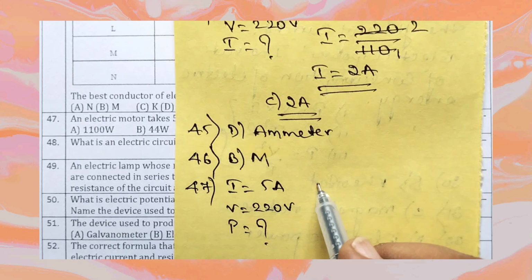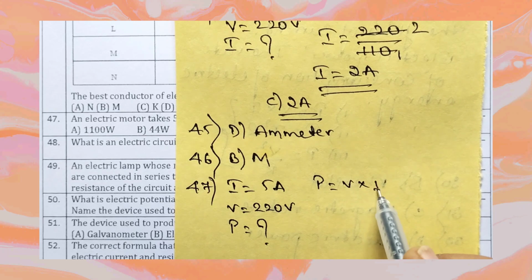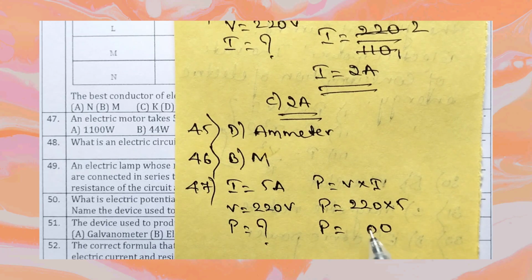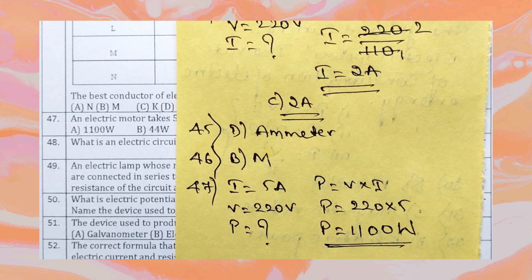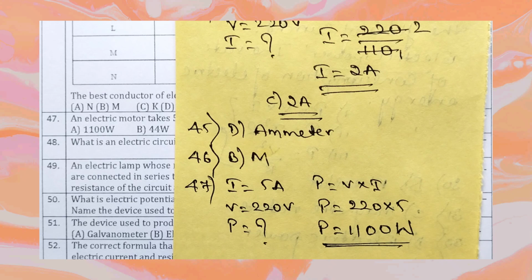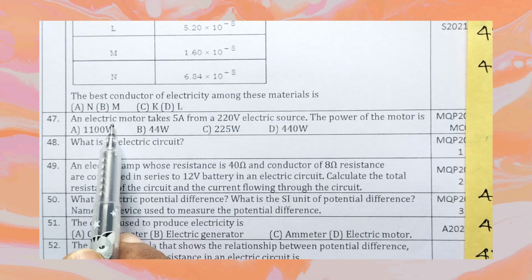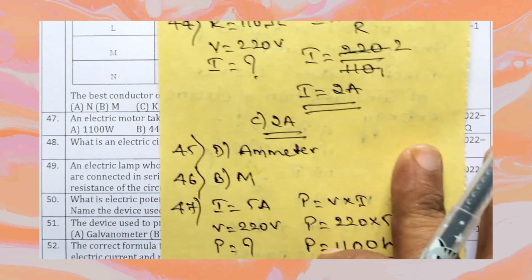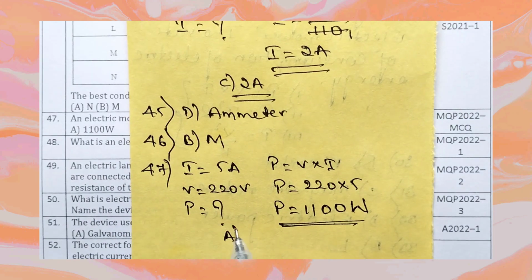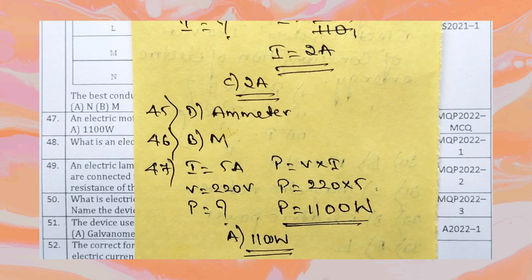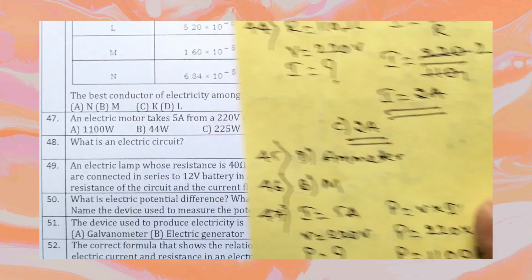The relation among these three is P is equal to V into I. So P is equal to 220 into 5. 5 zeros are 0, 5 twos are 10, 5 twos are 10 plus 1, 11. So 1100 watt is the right answer for the 47th question. 1100 watt is option A. So for the 47th question, the right answer is option A, 1100 watt. So now let us move to the 48th question.